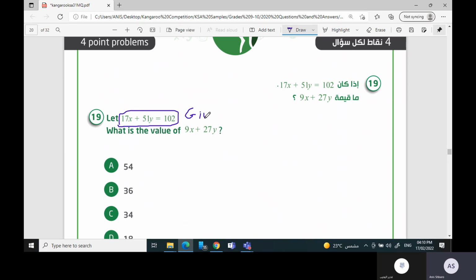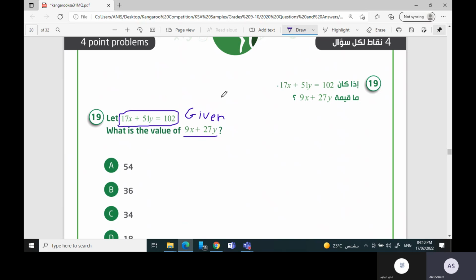Now, they want us not to find x or y, because we can never find x or y with only this given. We have an equation containing x and y, two variables in one equation. Of course, the answer for x is in terms of y and the answer for y is in terms of x. So we're not going to find x or y alone. Now, they simply need us to find the value of 9x plus 27y.